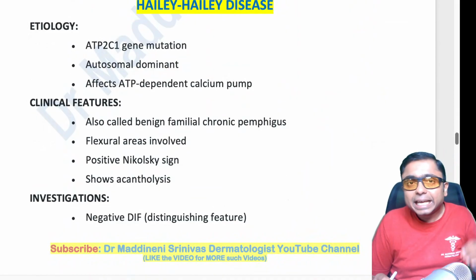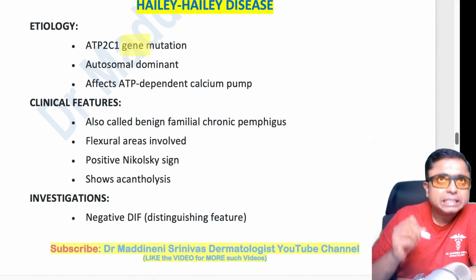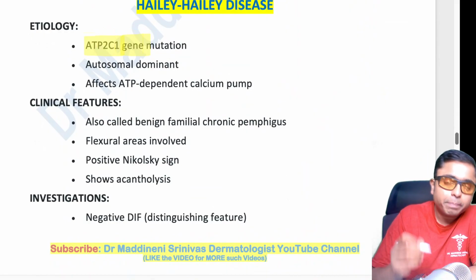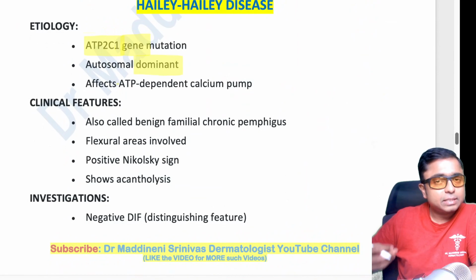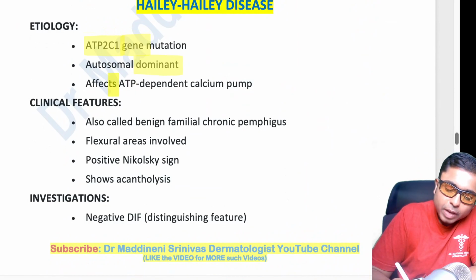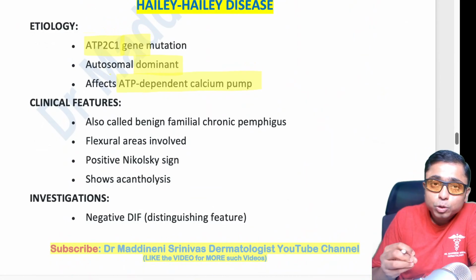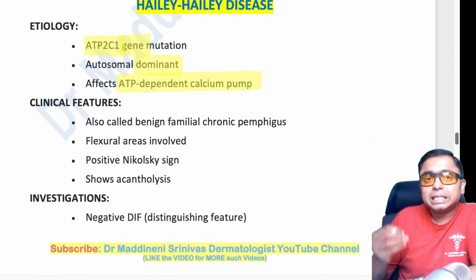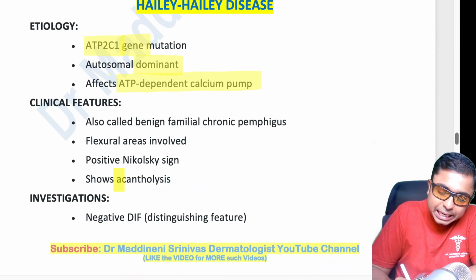Next is Hailey-Hailey disease, Darier disease. Remember, both these are genetic conditions. In Hailey-Hailey disease, the mutation is going to be in the ATP2C1, and it is an autosomal dominant, and Darier disease is also an autosomal dominant condition. And basically here the ATP dependent calcium pump which is present in the desmosomes is affected, because of which the cells are going to be separated. So there is going to be acantholysis seen in these patients.